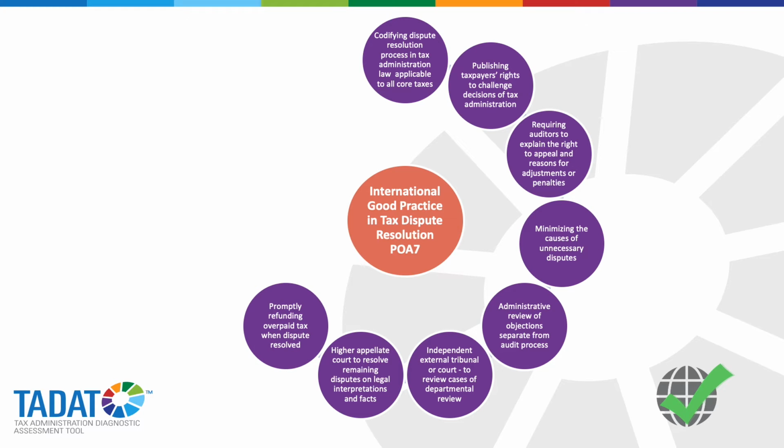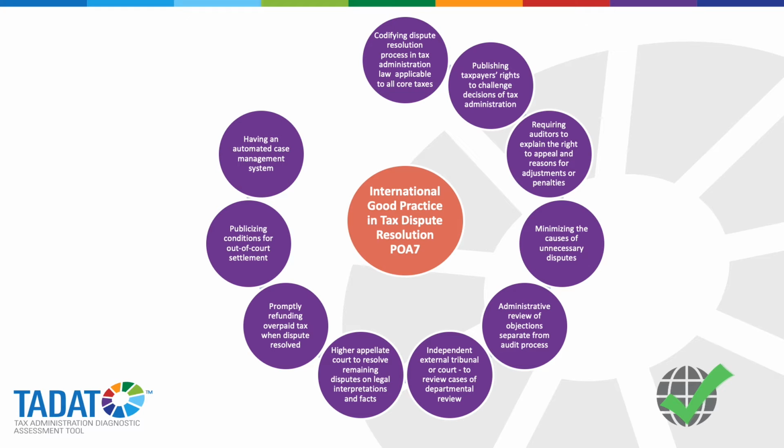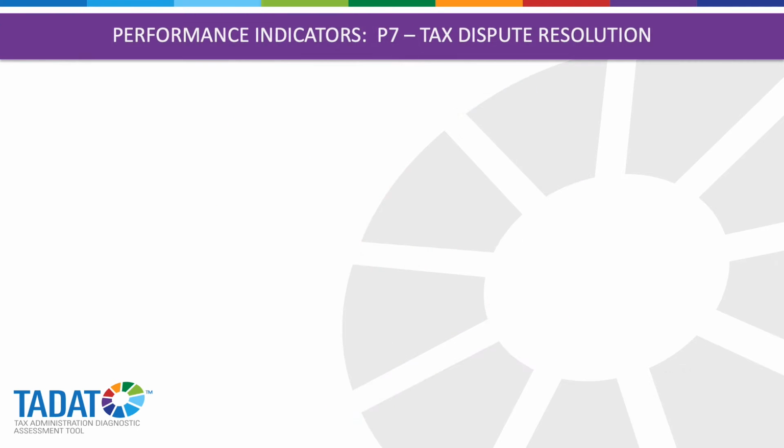The tax administration should promptly refund any overpaid tax when the dispute is resolved. Conditions for out-of-court settlement must be publicized. Tax administrations should have an automated case management system because it improves the efficiency of the tax administration in resolving disputes. Dispute outcomes should be regularly monitored and analyzed.